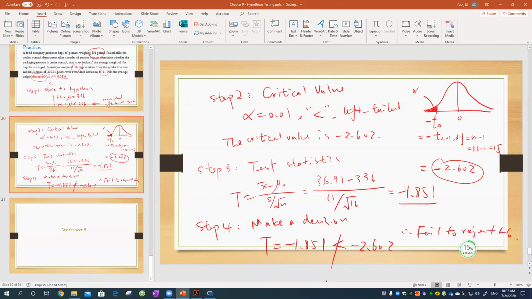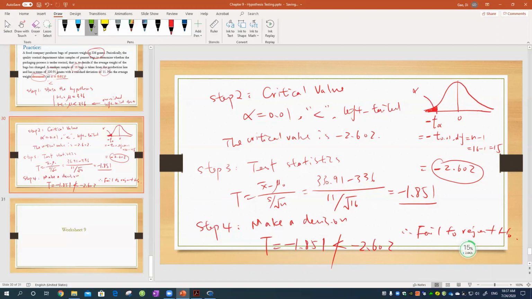So from this plot, we can also look at that. So we just put negative 1.85 there. So this is negative 2.602. Negative 1.85 should be somewhere here. So it's in the non-rejection region, so it fails to reject the null hypothesis H naught.